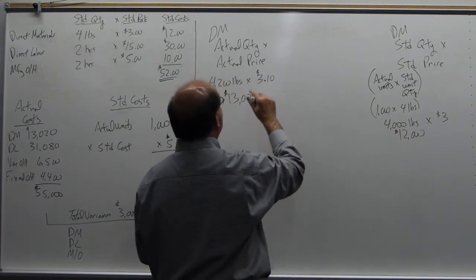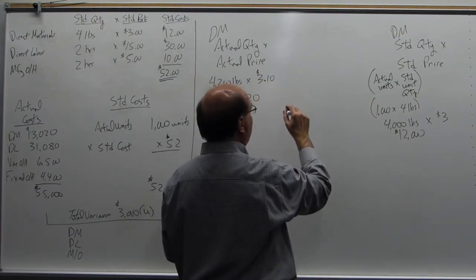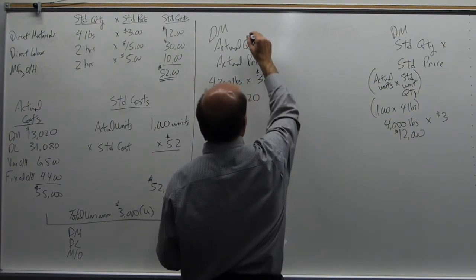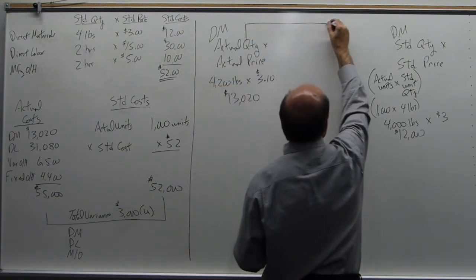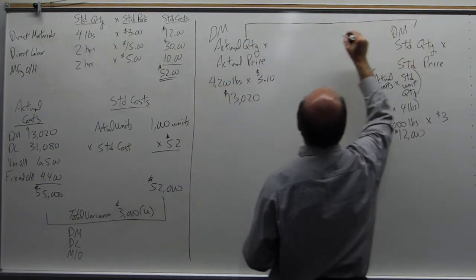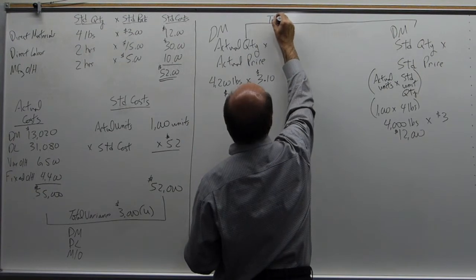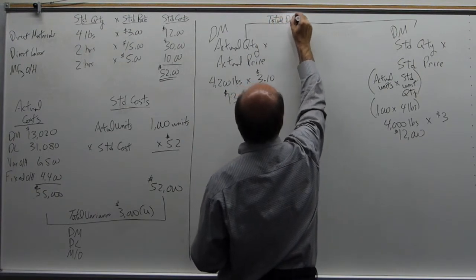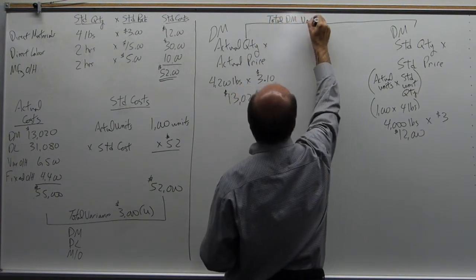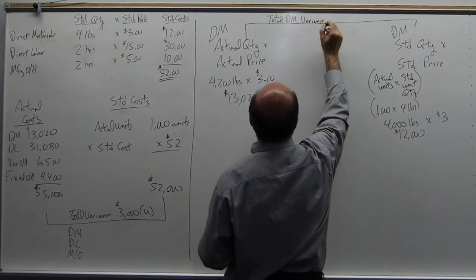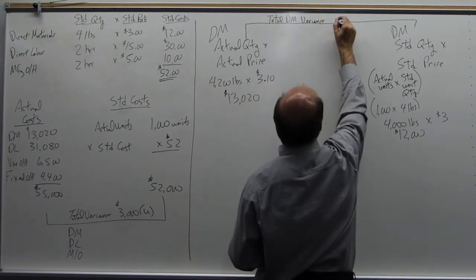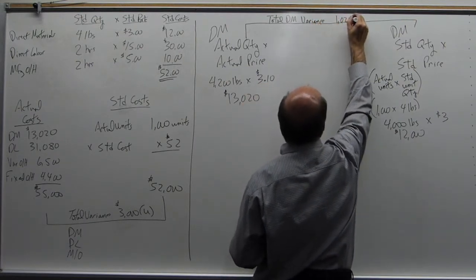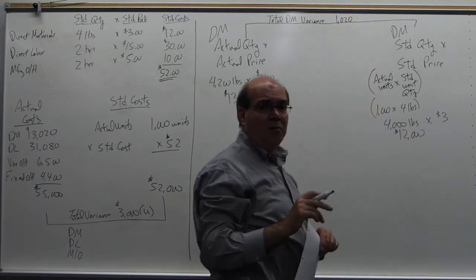So my actuals were $13,212 and my standard was $12,000. So I'm going to go up here, I'm going to draw my arrow this way, because this is going to give me my total direct material variance, which is $1,020. Now, students always get this wrong. Is it favorable or unfavorable?